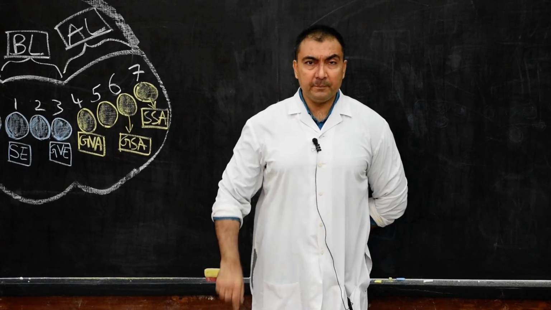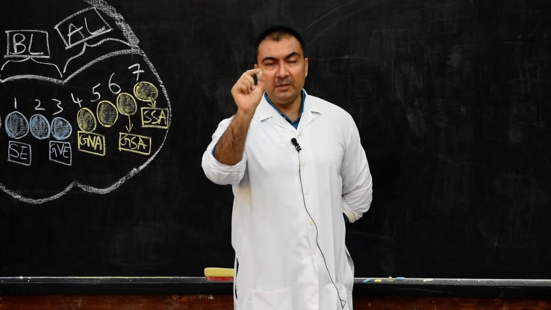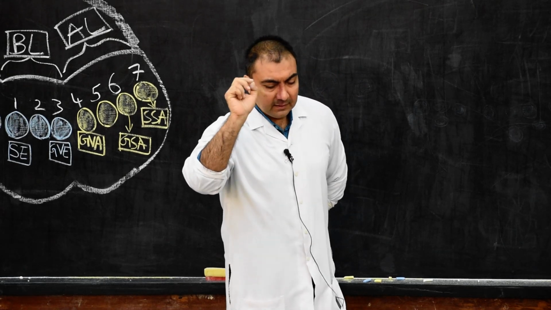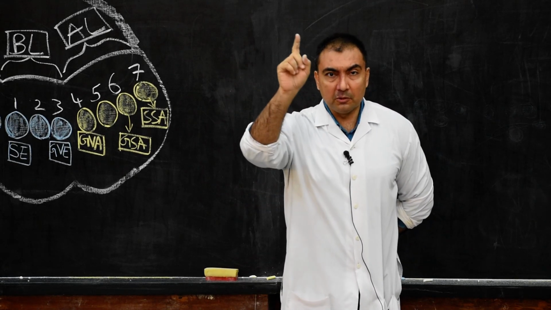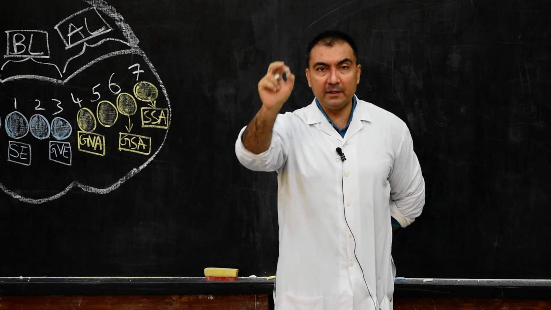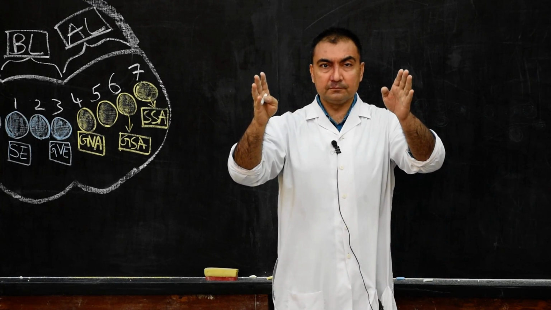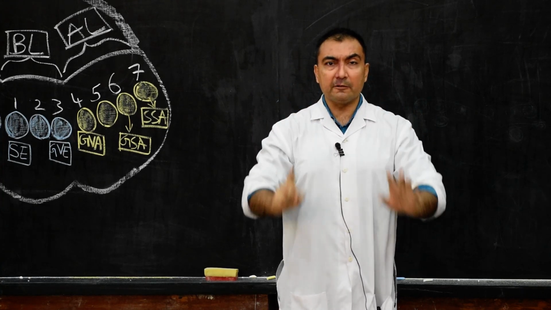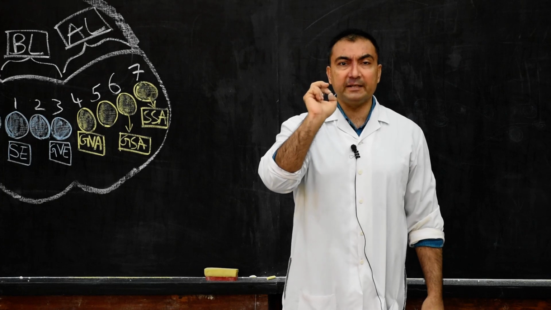Here we go with the development of pons. Pons will develop from metencephalon. So therefore, the initial two statements: from the dorsolateral roof of metencephalon, there will be development of cerebellum, and from the ventral part of metencephalon, there will be development of pons. Please note down these two statements.